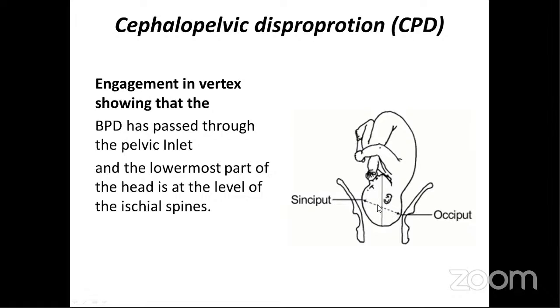So in this well-flexed position, when you do an abdominal examination, the sinciput, the prominent portion of the fetal head near the forehead, is felt lower, in the sense towards the higher position if you consider the maternal position, and the occiput will be the lower position. So this is the position in a well-flexed head.